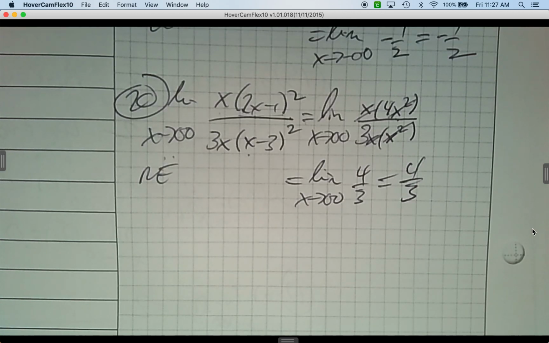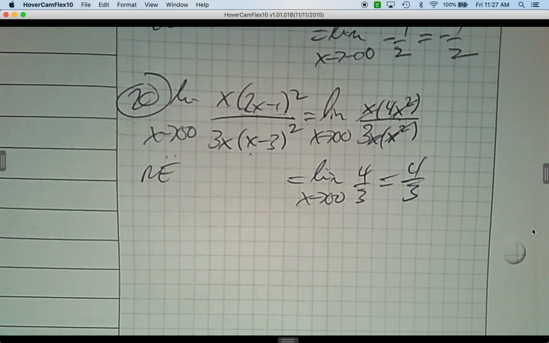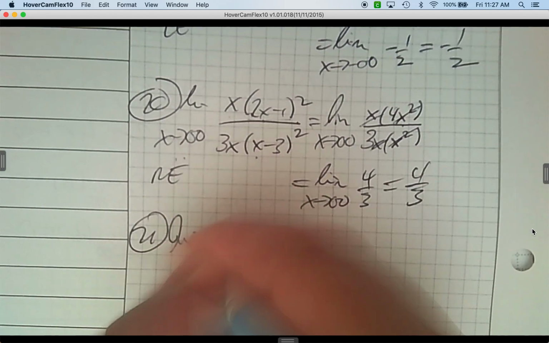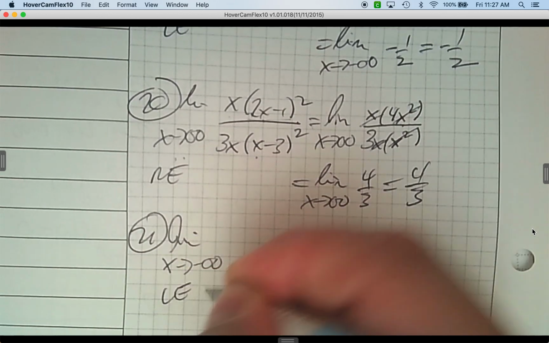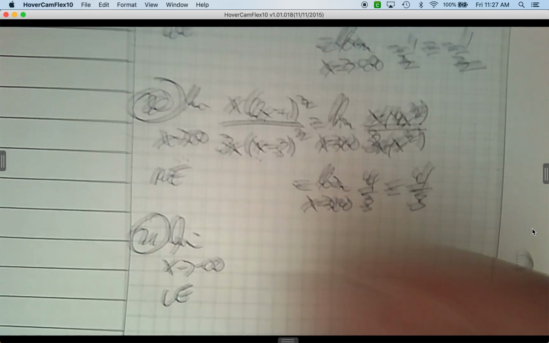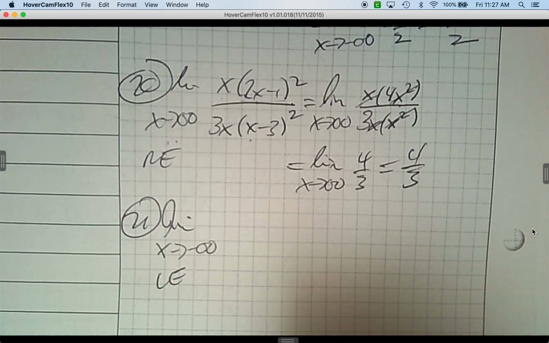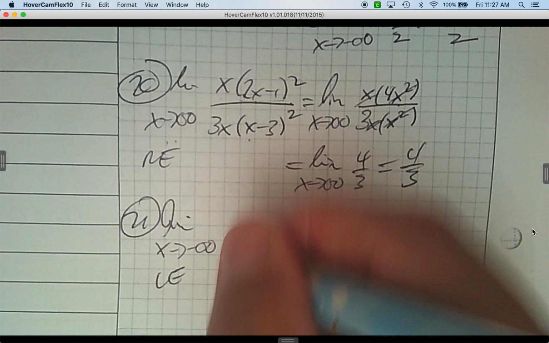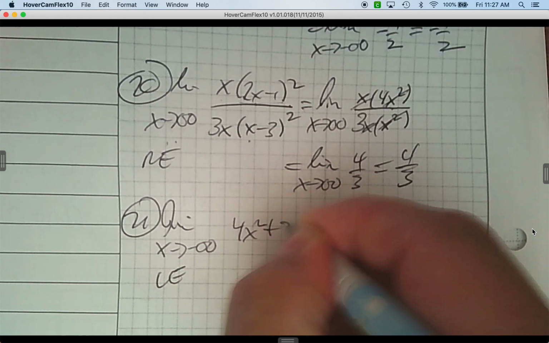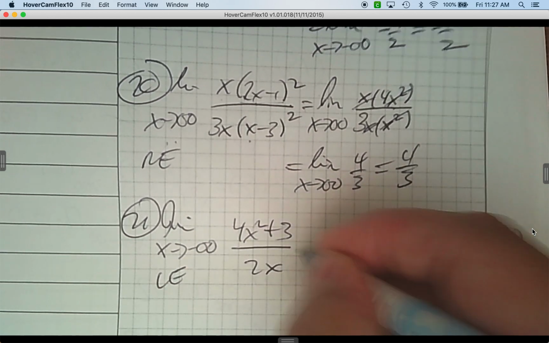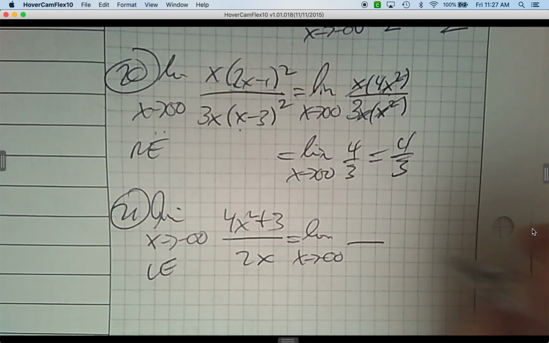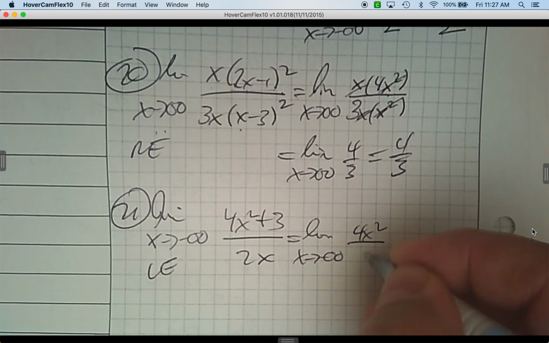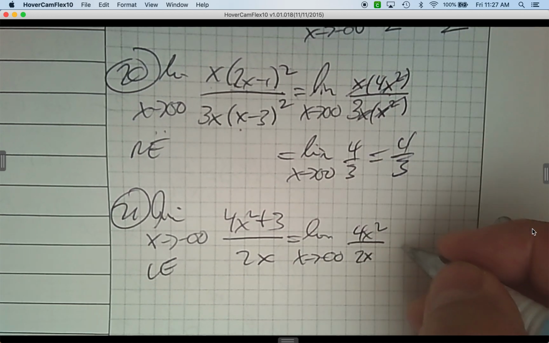Number 21. The limit as x approaches negative infinity. That's the left end. Sometimes the right and left agree, and it doesn't matter the end because both ends are going to the same number, and sometimes not. So in 21, we have (4x squared + 3) over 2x. So identify the power terms. Here I have 4x squared. Down here I have just 2x, so that's the power term.